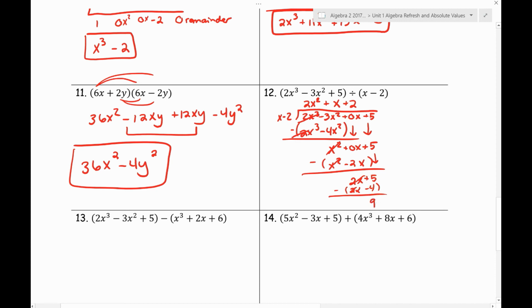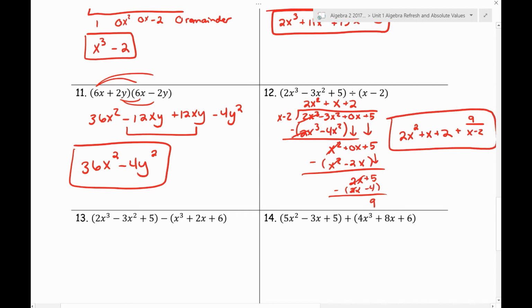So I have to remember to put my quotient, my result, 2x squared plus x plus 2. I have to remember to add on my remainder of 9 all over my divisor. Okay.